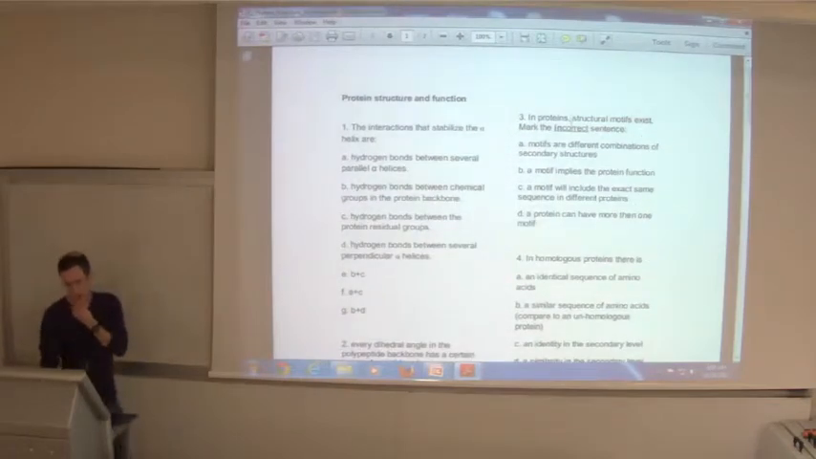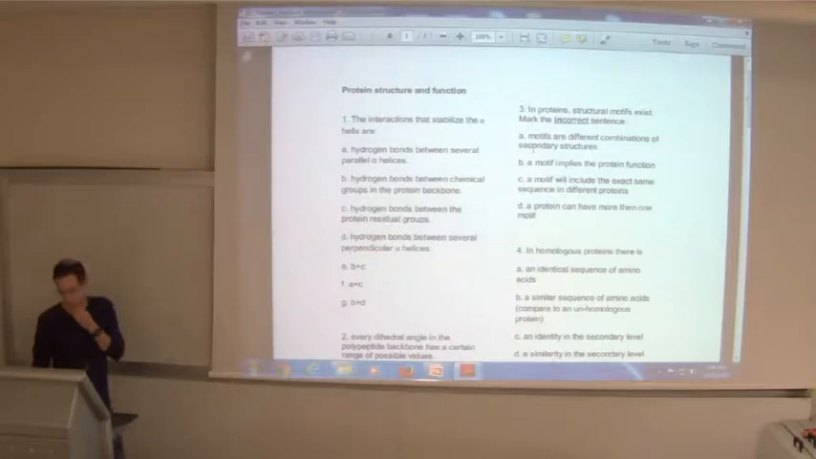Okay, in proteins, structural motifs exist. Mark the incorrect sentence. What about A? Is it correct or incorrect? Motifs are different combinations of secondary structures. Correct. So it's not what we're looking for. B. A motif implies the protein function. Correct. It's a fact we stated.